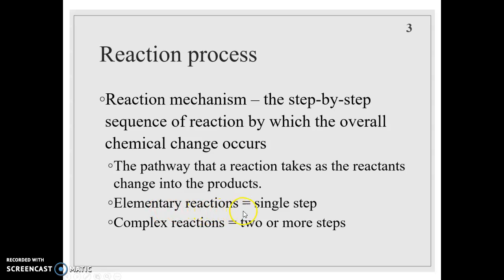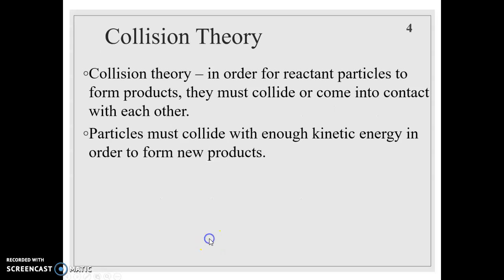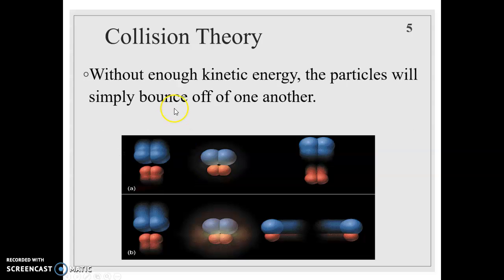Elementary reactions are single steps of that reaction process. Some reactions only have one step, and then some reactions have two or more steps, and they're called complex reactions. Collision theory states that in order for reactants to become products, they have to collide or somehow come in contact with each other with sufficient energy to react. If they don't have enough kinetic energy, the particles are just going to bounce off of each other.